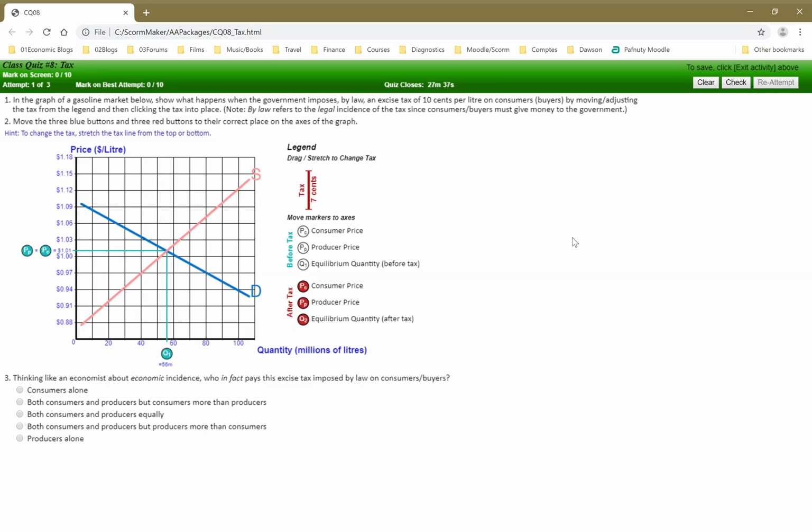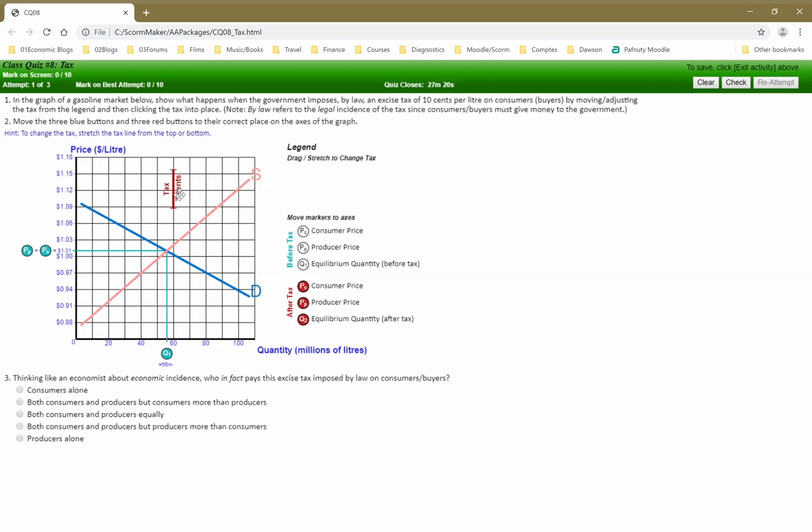Now the tax is going to create a wedge between the two. Now notice this is a tax that's imposed on consumers. That's the legal incidence of the tax, but as we'll see, it can possibly be different from the economic incidence.